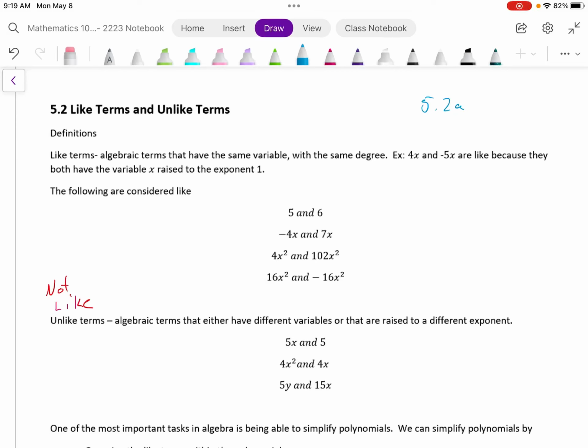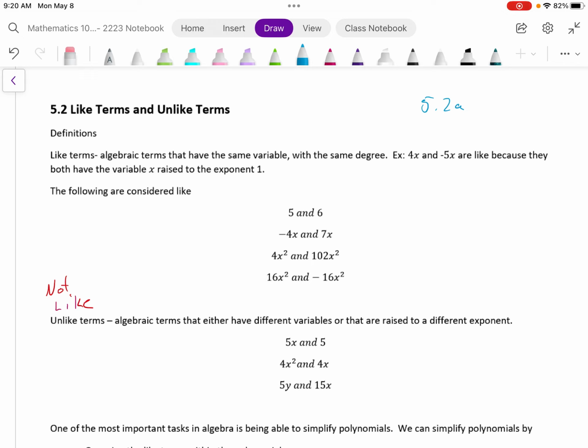So an important idea in polynomials is like and unlike terms. It's a great way to simplify polynomials, or to add polynomials, subtract polynomials, anything you want to do with polynomials. It's much better to add or subtract like terms. But in order to add or subtract like terms, we have to have a definition of what is like and unlike.